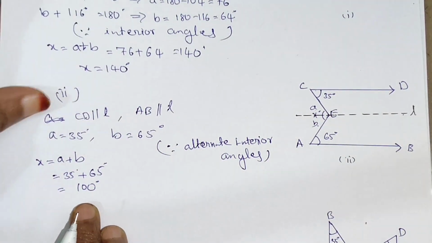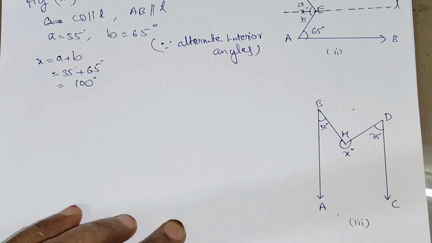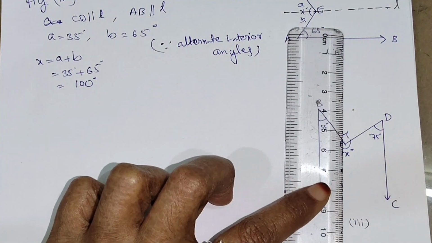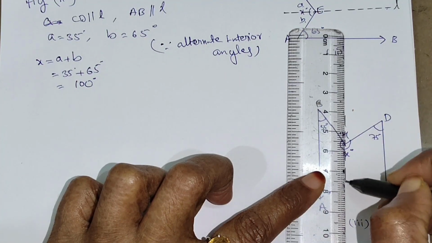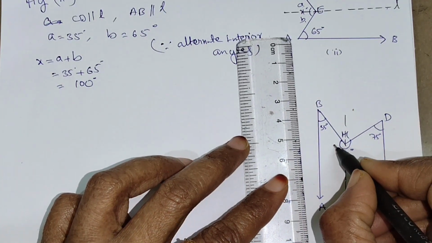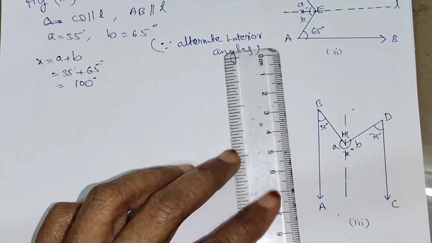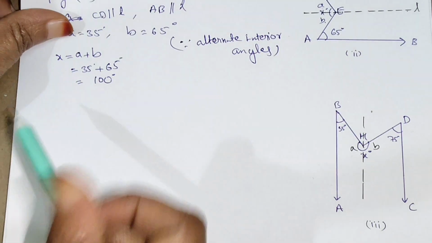Next we observe the third one. This is the third diagram. Here also we draw the line, parallel to AB and CD. So here also two angles are formed, A and B. Now we find the x value.